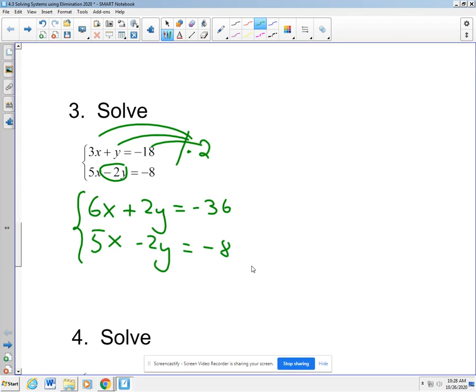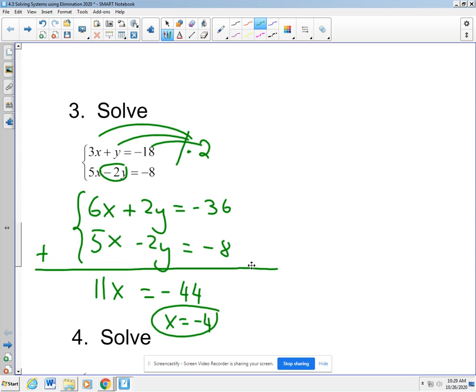And now, if you look at both equations, we can eliminate y. 2y and negative 2y will cancel each other. So now we can add. So it'll be 11x equals negative 44. If you divide both sides by 11, x equals negative 4.